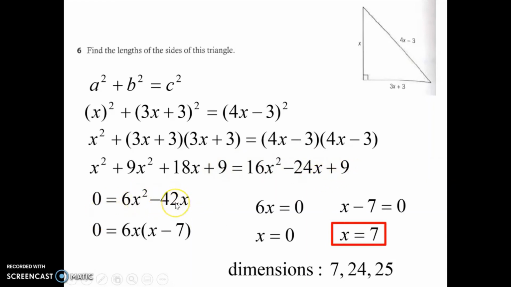We don't even have to worry about x factor because there's only 2 terms here. So we can just do GCF factoring for sure. I factor out 6x here, and I get this. Now I can set each factor equal to 0, 6x equals 0, and x minus 7 equals 0. Solve, solve. We have a possible answer of 7. So if this is 7, then this is 3 times 7 plus 3 is 24. And then this is 4 times 7 minus 3, which is 25. So our dimensions of this triangle are 7 by 24 by 25.